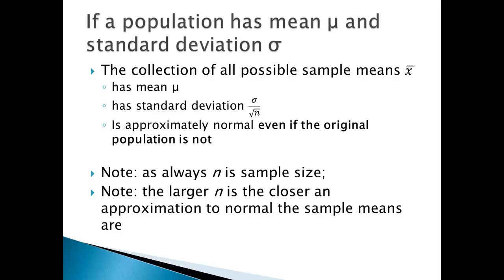If a population has mean mu and standard deviation sigma, then if you look at the sample means, x bar, the collection of all sample means has itself mean mu, has standard deviation sigma divided by the square root of n, and, bonus, is approximately normal even if the original population is not. As always, n is the sample size, and also the larger n is, the closer an approximation to the normal the sample means are.